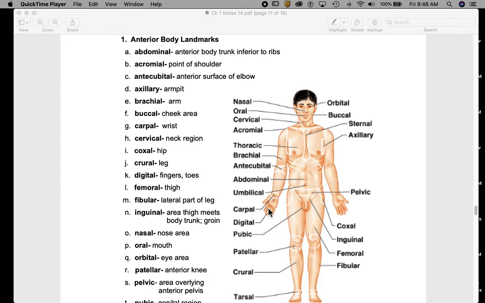Digital is simply the digits, your fingers, and also your toes are your digital regions. Femoral is your thigh. Femoral. This is the same for anterior and posterior.